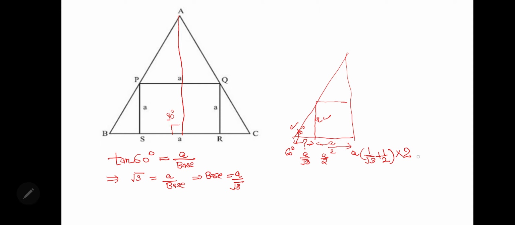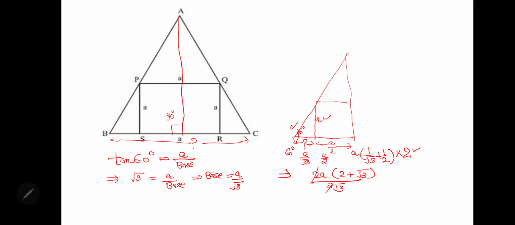What would be the full length of this base? I need to make it twice because this was bisecting. So in order to find the full length, I have to multiply by 2. I hope there is no problem. Now just simplify this side. So can I write it like a times (2 plus root 3) upon 2 root 3? No problem, 2 gets cancelled out.